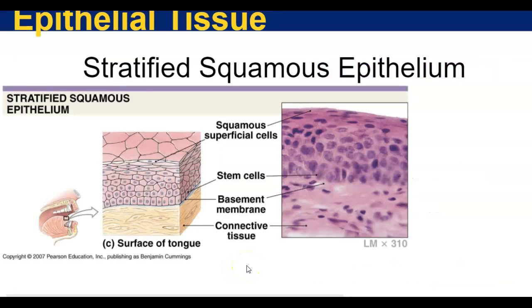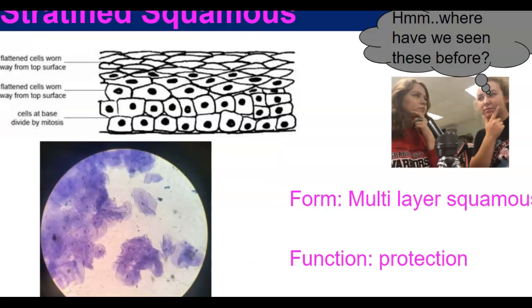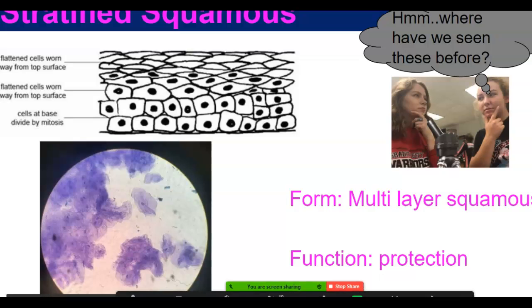Stratified, so many, many, many layers of flat square cells. We are going to find and look at those. We're going to find them being multi-layer. They are protective, and we find those lining body cavities. Okay, so they line body cavities.